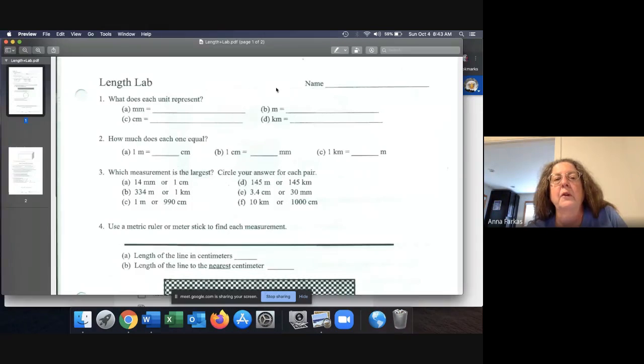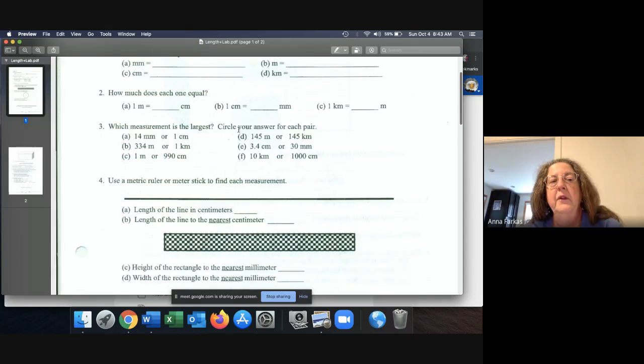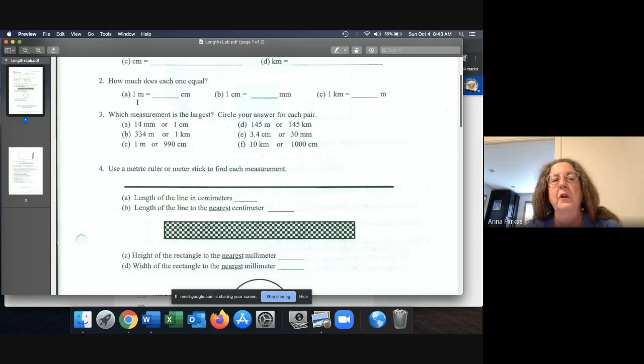So let's go over what these questions are actually asking. So for one thing, what does each unit represent? That means write the name of it. So this is the abbreviation for a unit. Write out the name of that unit. So you might want to look at the charts or refer back to the notes that you just took on the PowerPoint. Okay, now this question 2 is actually a conversion. So if you have a meter, how many centimeters are in that meter? So you put the number here and so on.